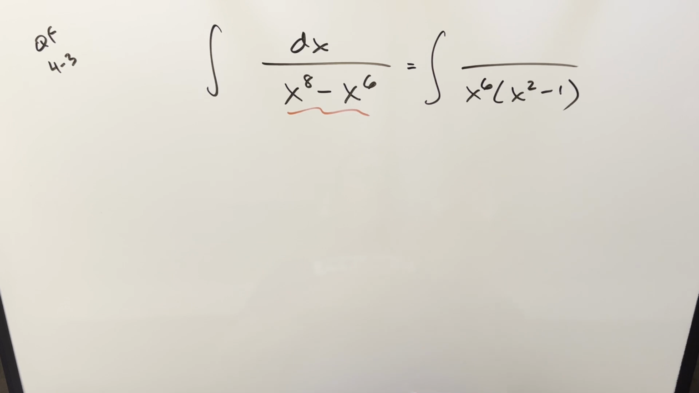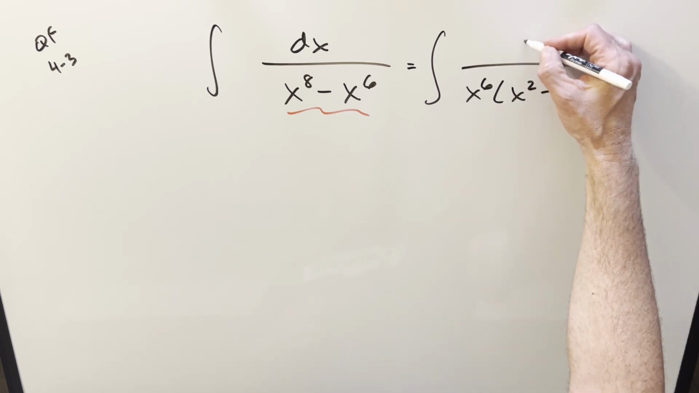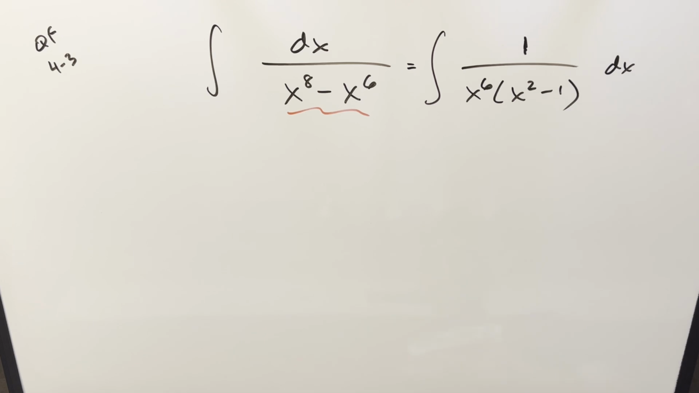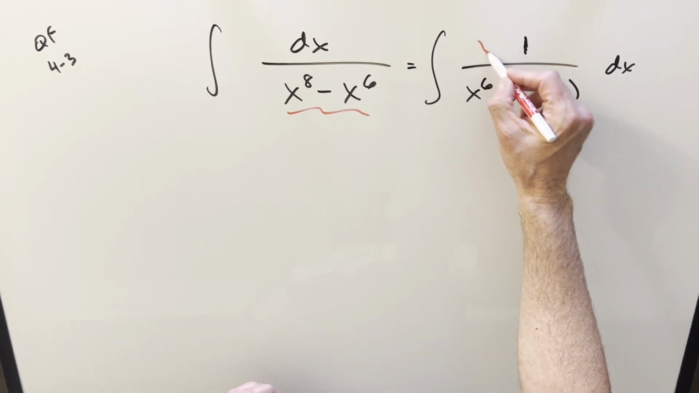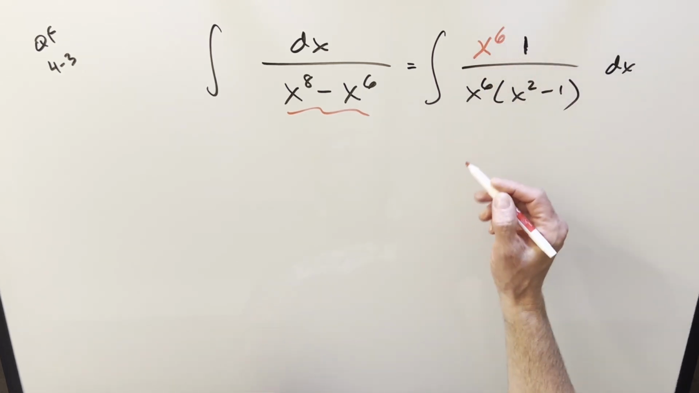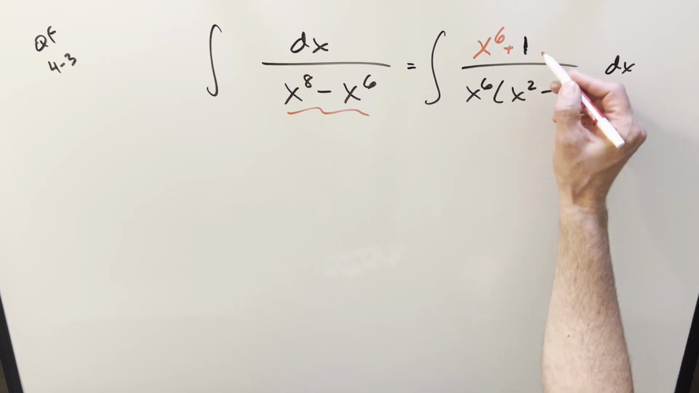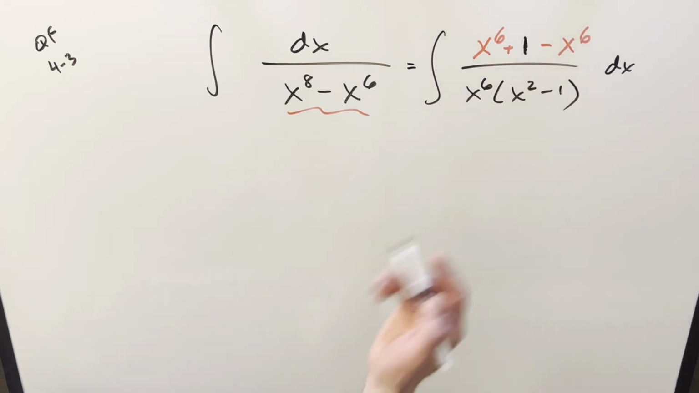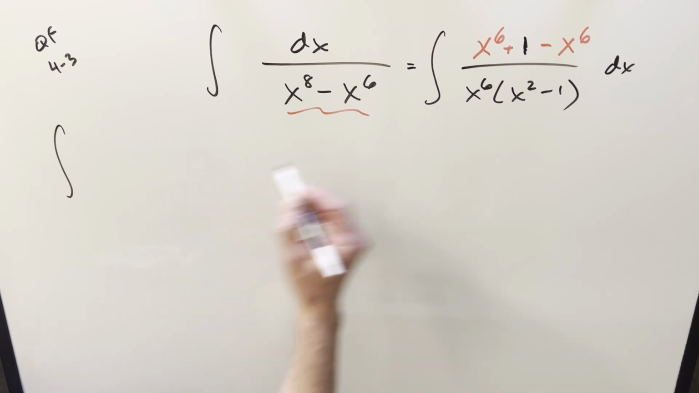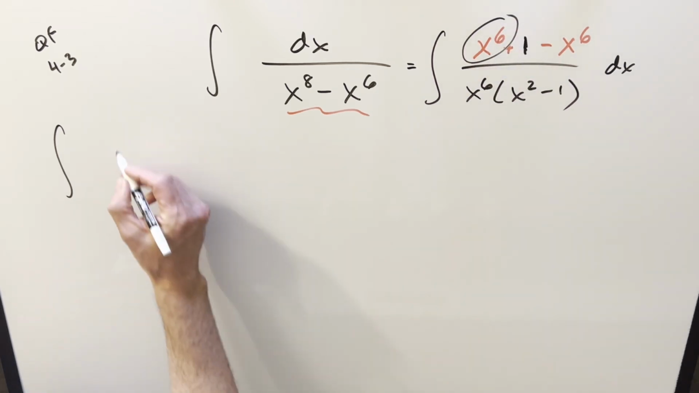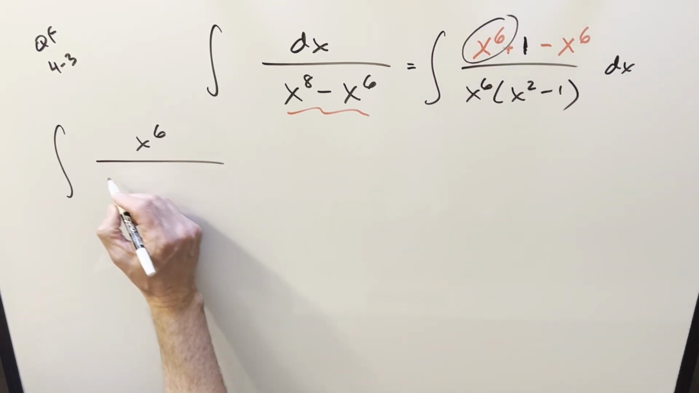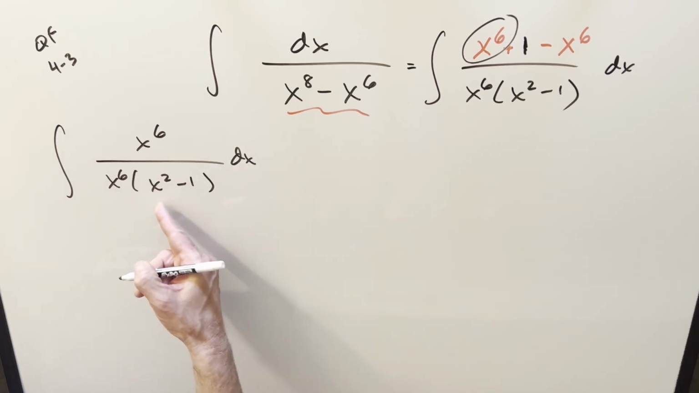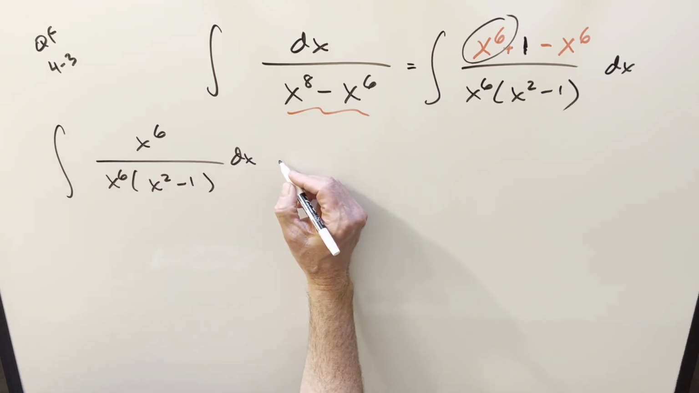What I want to do instead, and I think a lot of the factoring methods will start with this: we've got a 1 here in the numerator. To create cancellation, I can add x to the 6th to the 1, but so we don't change it, let's also subtract off x to the 6th. Then let's break it up into two integrals. For the first one, we'll use the x to the 6th because we're going to be able to cancel with the x to the 6th in the denominator. So that one's going to be just a formula, which is pretty nice.